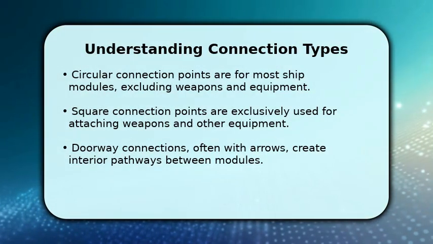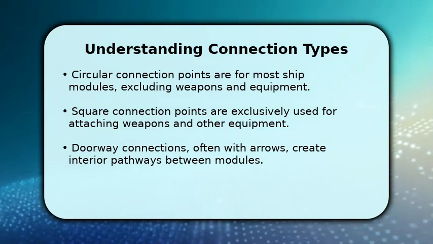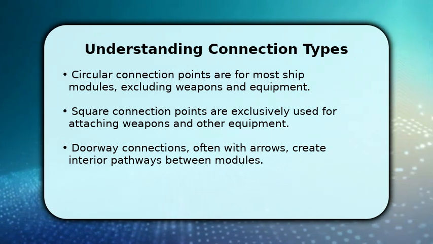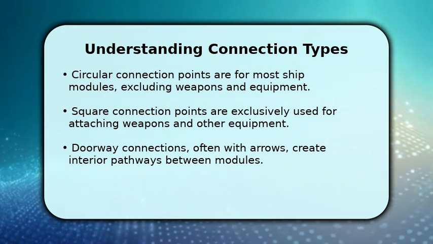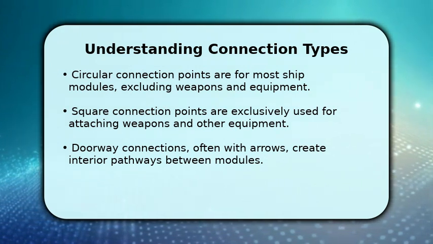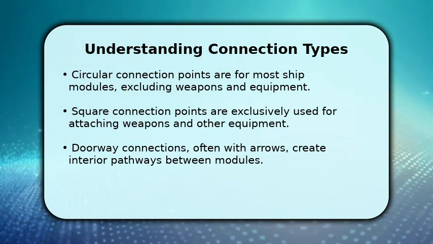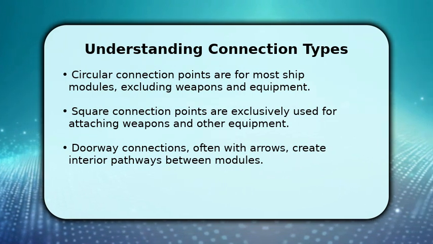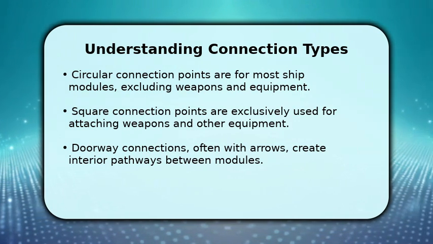Ship modules in Starfield utilize different connection types. You'll primarily encounter circular connection points for most structural and functional parts, like engines or fuel tanks. Square connection points are specifically for weapons and equipment. For interior access, look for doorway connections, which often feature a small arrow. These are crucial for creating the walkable paths inside your ship, ensuring your landing bay can properly link to a habitat or directly to your cockpit.